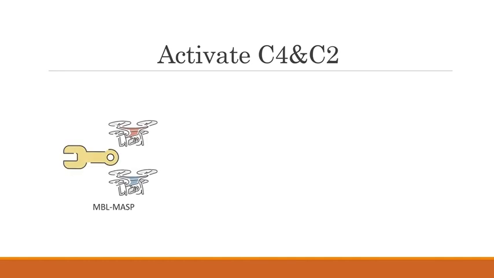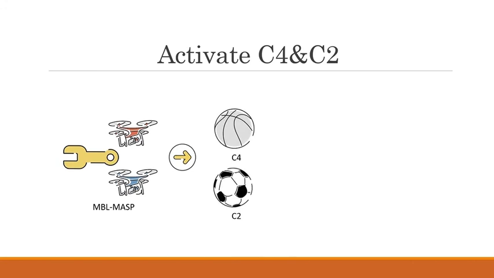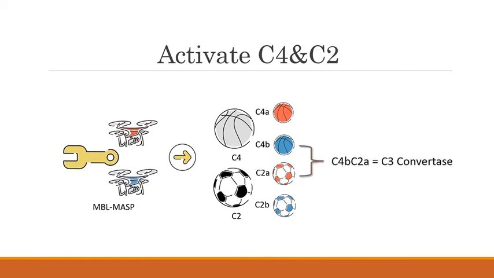This complex then activates C4 and C2, which are divided into A and B. C4b and C2a act as C3 convertase. The rest of the pathway follows the same sequence as the classical pathway.